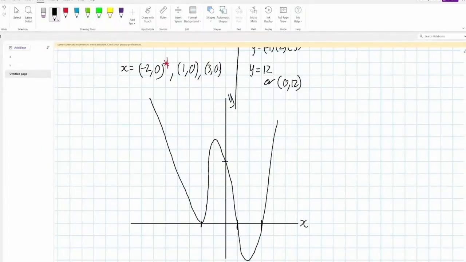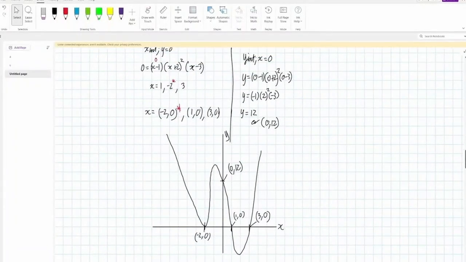Anyway, we've got to mark our points now. So we've got -2, 0. That's our turning point. 0, 12 here. And then we also have 1, 0, and also 3, 0 here. And that is how we sketch a quartic when there is a single squared term.